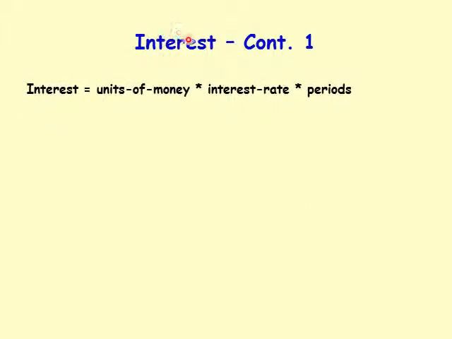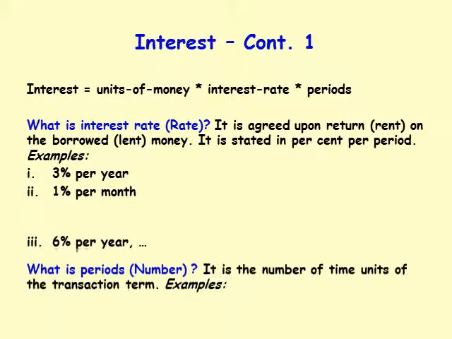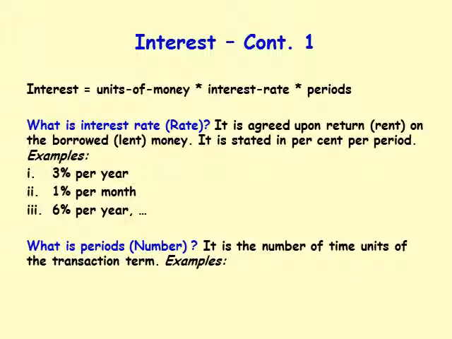In this section we are talking about simple interest. It's the same formula; I'll repeat: units of money times interest rate times periods. What's the second term? It's the agreed-upon return on the borrowed or lent money, called rent in the property situation. It's stated in percent per period. Examples would be 3% per year, 1% per month, and 6% per year, and so on.